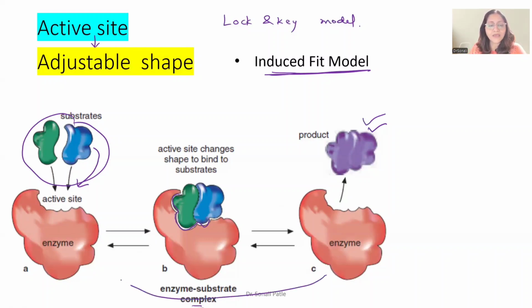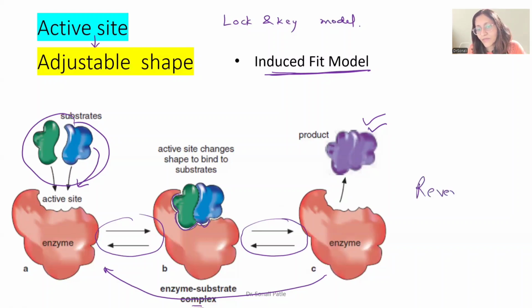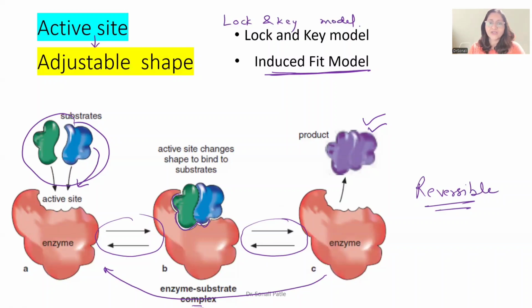Now this enzyme can again be utilized to react with a new lot of the substrate. If you observe here, the arrows are in both directions, reverse as well as forward, which means these reactions are reversible reactions, right? So enzymes can again react with the substrate and convert it into the product. So there are two models which we understood, the lock and key model and the induced fit model. These are the mechanisms with which the enzyme reacts with the substrate.